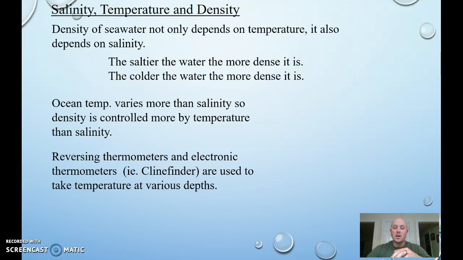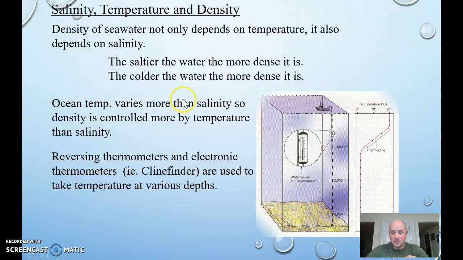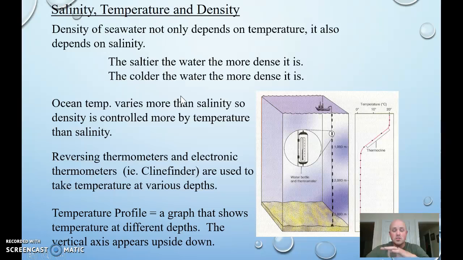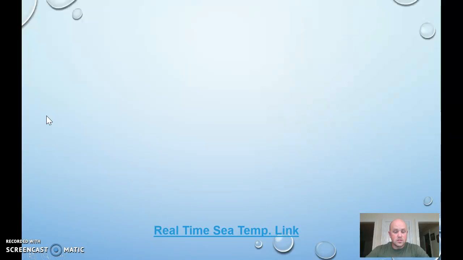Reversing thermometers and electronic thermometers are used to take temperatures at various depths. The temperature profile is basically a graph that shows temperature at different depths. The vertical axis appears upside down, and you can see that there in that diagram. So this is the real-time sea level. We're going to get into that.